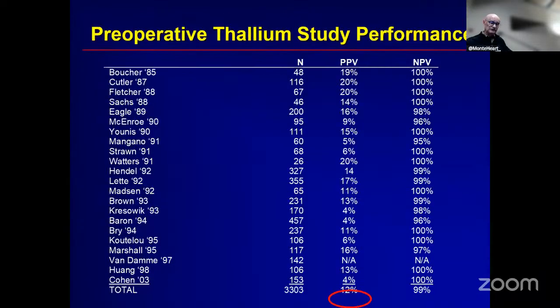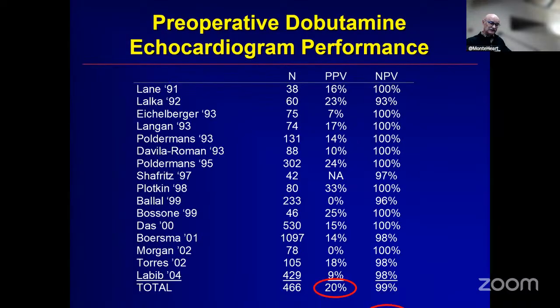And this looks at another factor. What's the positive predictive value? And for thallium testing, if you screened a bunch of patients and they had ischemia, only 1 out of 8 would actually have an event. And for stress echo, it's 20%, only 1 out of 5. So just because a patient has ischemia does not say, oh yeah, they're going to have an event. In fact, most of them don't. The vast majority of them don't.